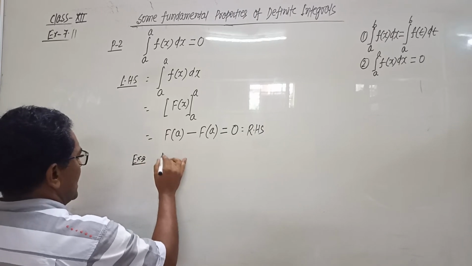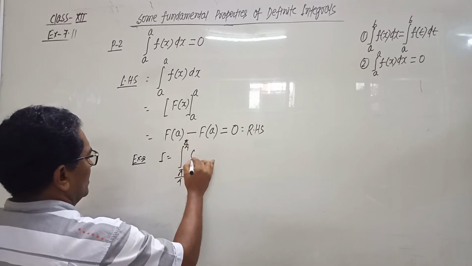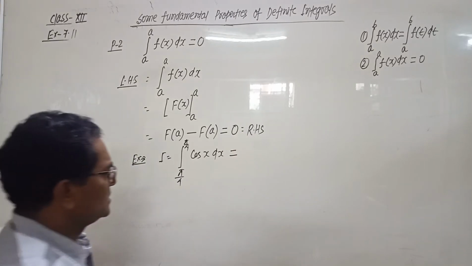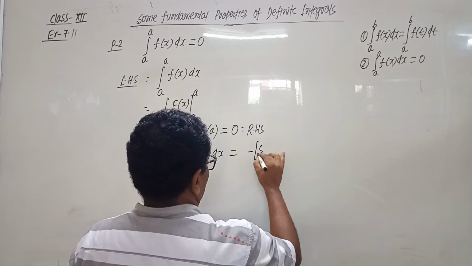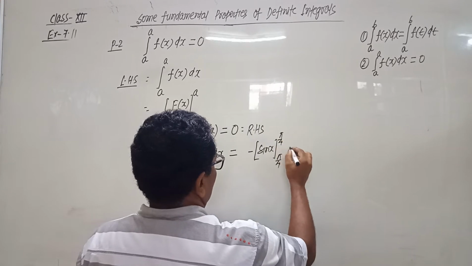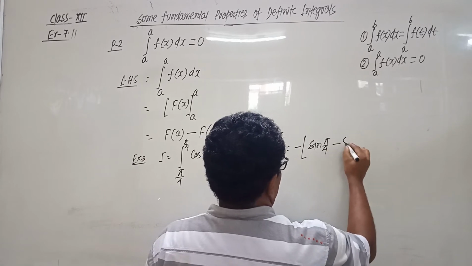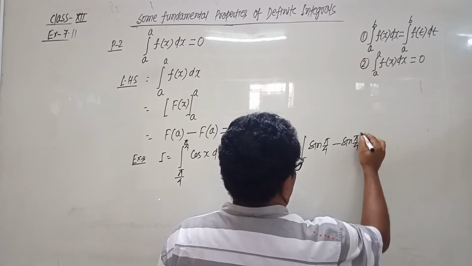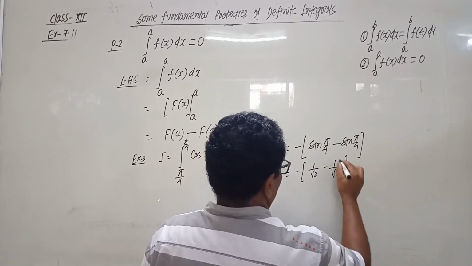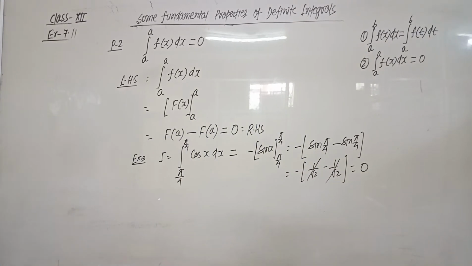suppose the question is like I equals integration limit pi by 4 to pi by 4 cos x dx. So the integral of cos x is minus of sin x. So minus sin x and limit pi by 4 to pi by 4. So minus outside, put the limit. So sin pi by 4 minus sin pi by 4. And we get the value of sin pi by 4 is 1 by root 2 minus 1 by root 2. It gets cancelled and we get the result as 0. So this is the second property.